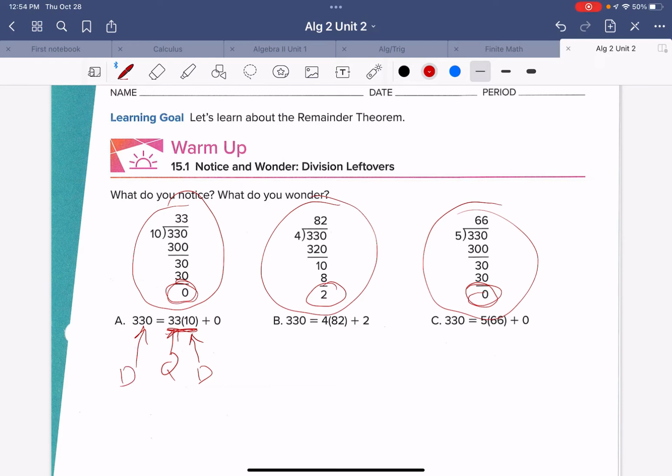But we can't do that with this one. We have to have a little extra 2 to make it work. So 4 times 82 isn't quite 330. You need to add an extra 2 there. So that's the leftover part. All right, let's go to the next page.